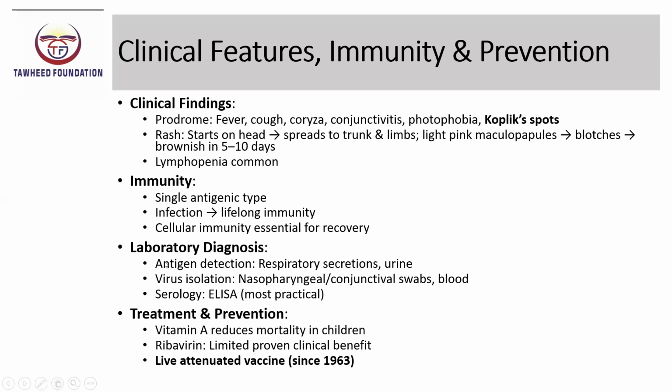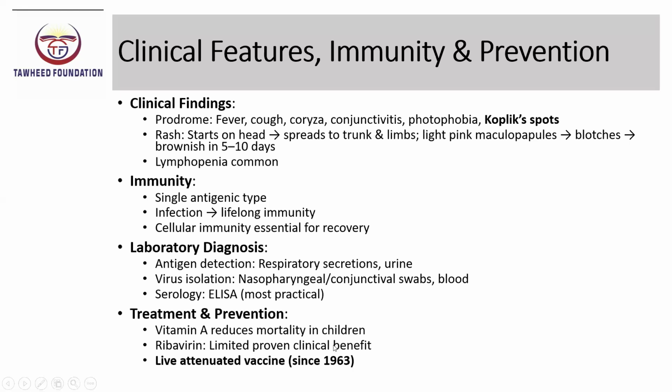Laboratory diagnosis. Measles antigens can be detected directly in epithelial cells, respiratory secretions and urine. Antibodies to the nucleoprotein are useful because that is the most abundant viral protein in infected cells. Isolation and identification of virus through nasopharyngeal and conjunctival swabs, blood samples, respiratory secretions, and urine collected from a patient. Serology, that is ELISA, is the most practical method.